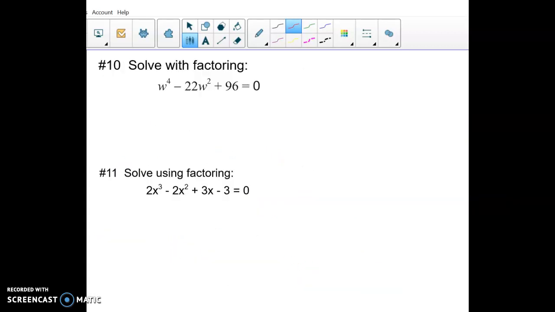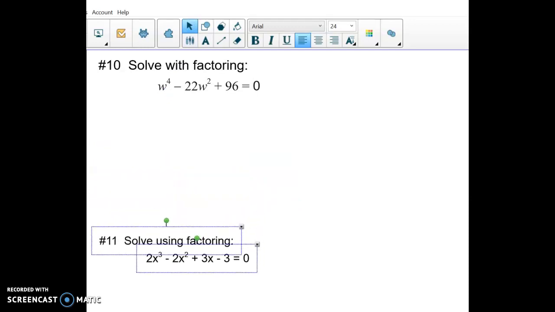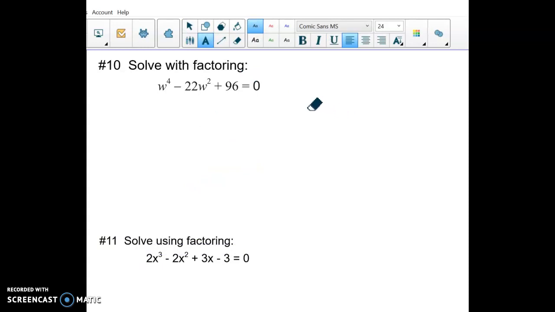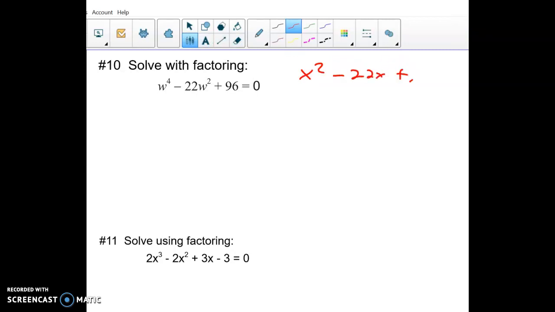All right, a couple other factoring ones, solve with factoring. Again, pause the video, give it a shot before continuing. All right, this first one is our case where it looks a lot like the trinomial case when it's x squared minus 22x plus 96. And we figure out what multiplies to 96 and adds up to negative 22, right? So we're going to do that same thing here, that same pattern. We're going to make two little binomials.